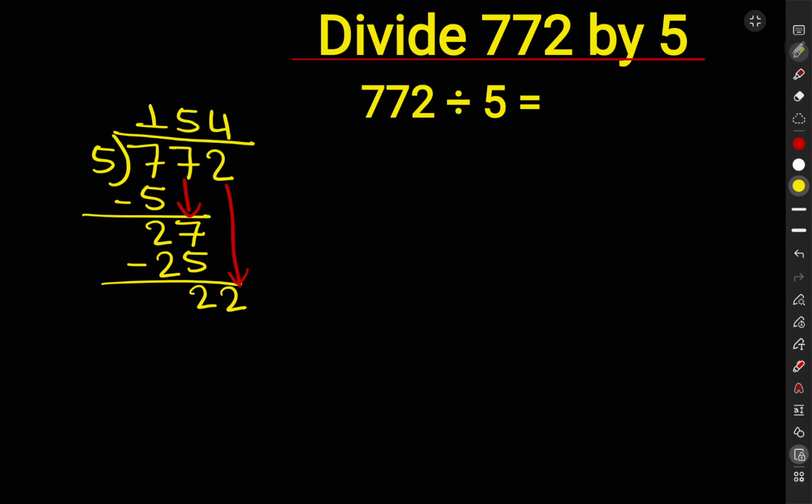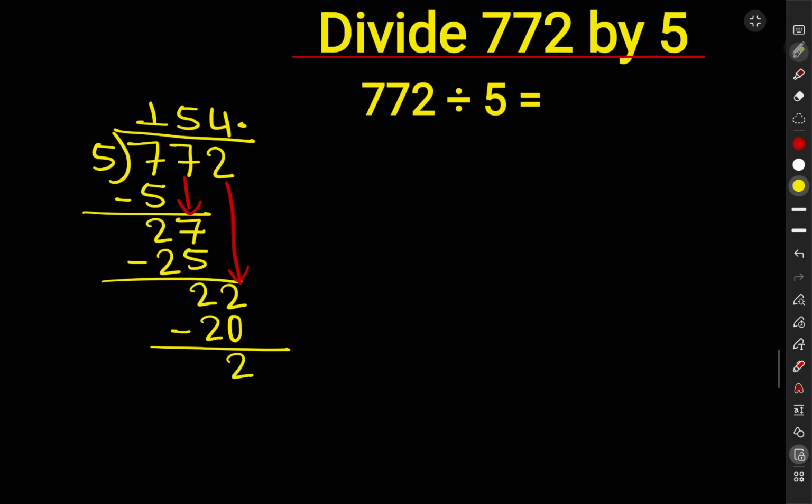5 times 4 is 20. On subtracting we get 2. So now we have no other number to put down. So we put a decimal here, so that we put 0. So it is 20 and 5 times 4 is 20. On subtracting we get 0.